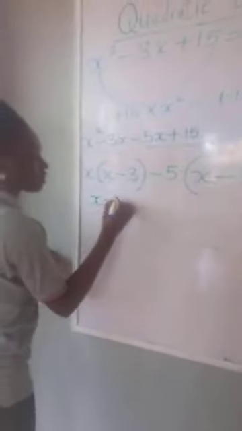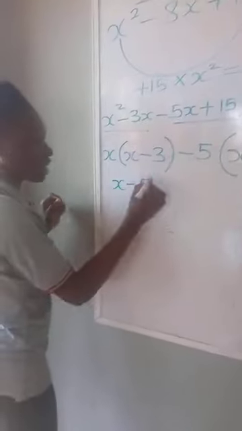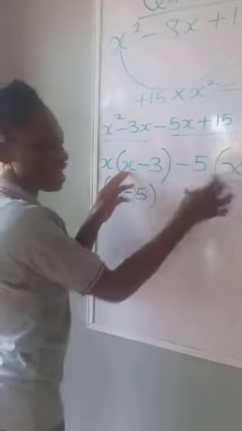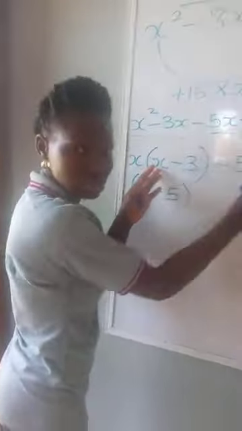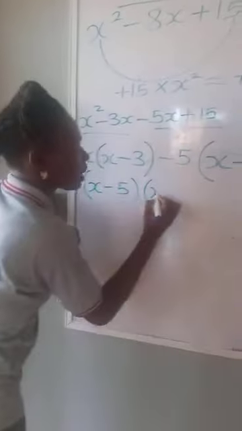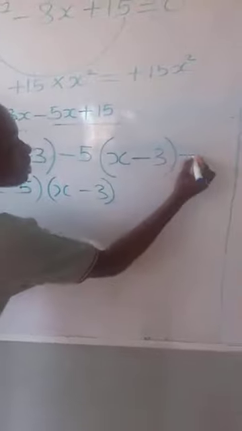Now you will have x minus 5. Those are the factors outside. You open brackets and close brackets for it. Then these two expressions are same. Bring out only 1. That is x minus 3. All these give me 0. Are we together?